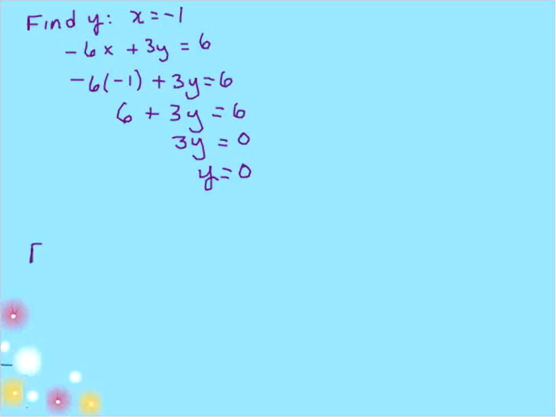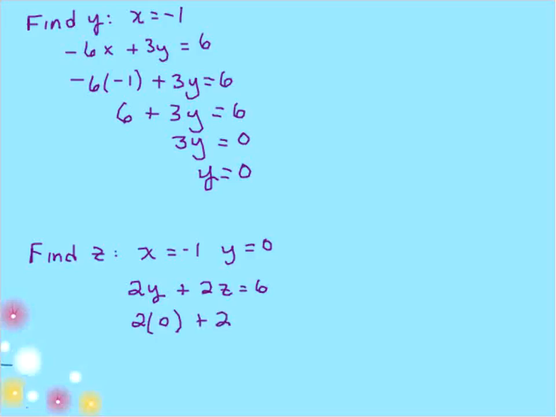So last but not least, I'm going to find z here. We know that x equals negative 1. We know that y equals 0. So pick one of your equations from the original 3. I'm going to do the 2y plus 2z equal to 6. Y is 0, and so I will have 2z equal to 6. Dividing both sides by 2 gives me z equal to 3. So my answer set then is negative 1, 0, and 3.